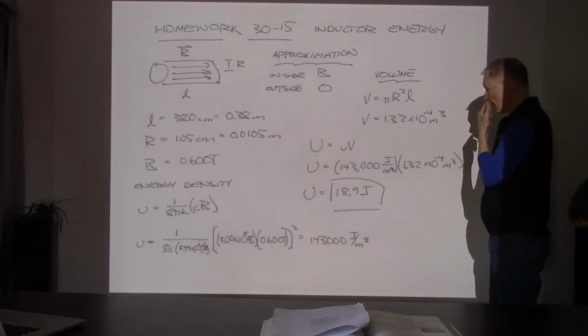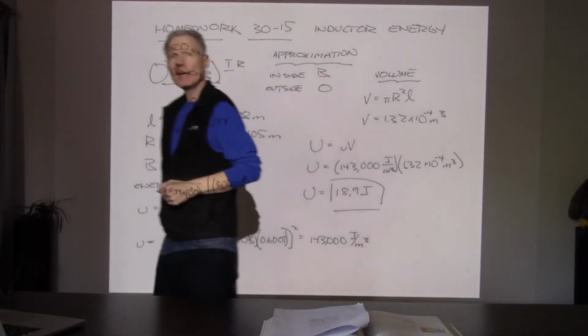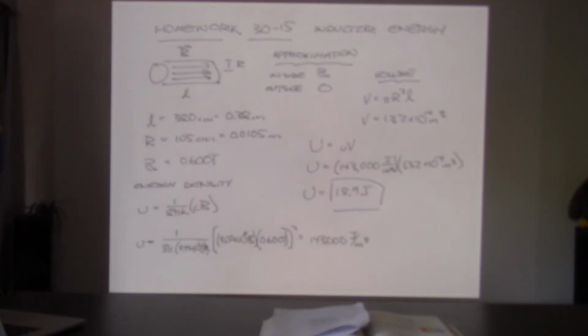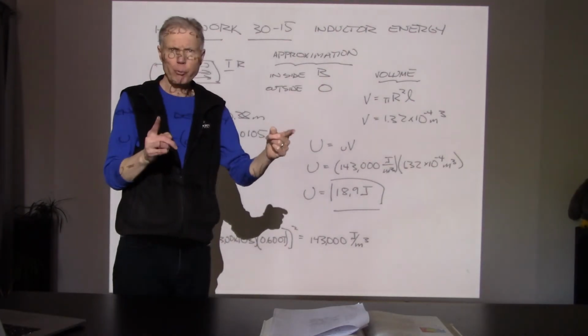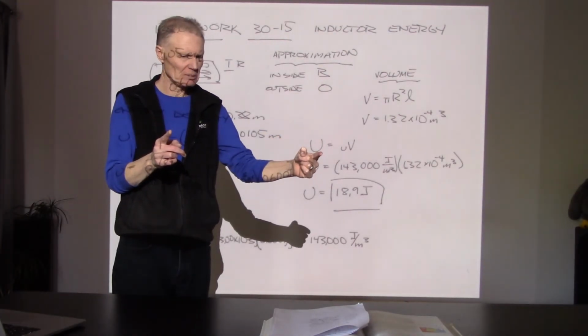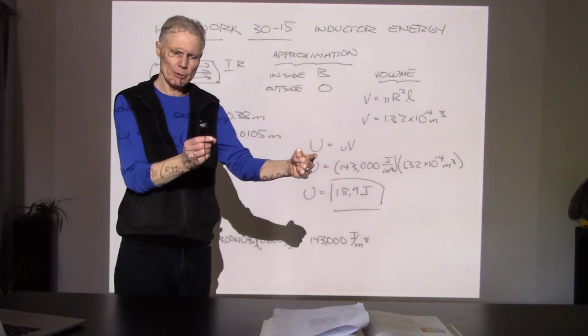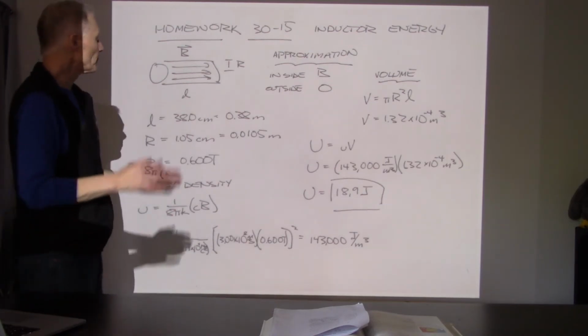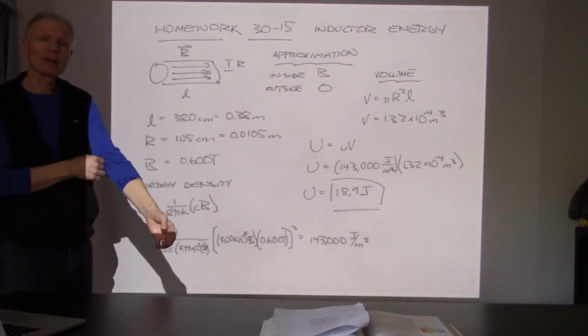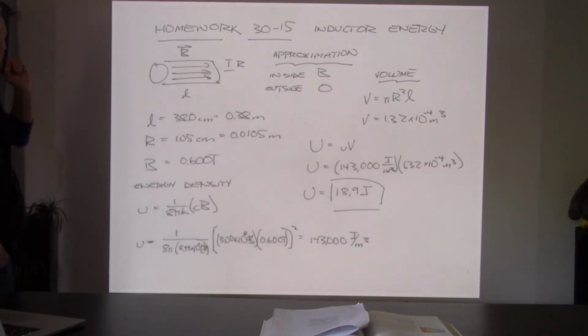Multiply those together, and we came up with a value 18.9 joules of energy stored in the inductor. Now the inductor, they told us, it's about 40 centimeters long, so maybe here. And then it's just a few centimeters in diameter. So that's actually a pretty good shaped inductor for this problem, because the length is pretty large compared with the diameter, and that means it will have a more uniform magnetic field.